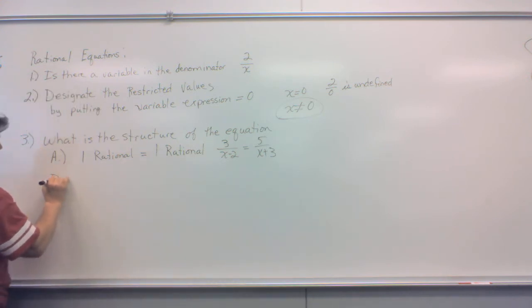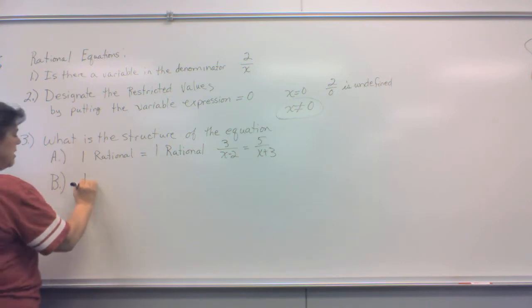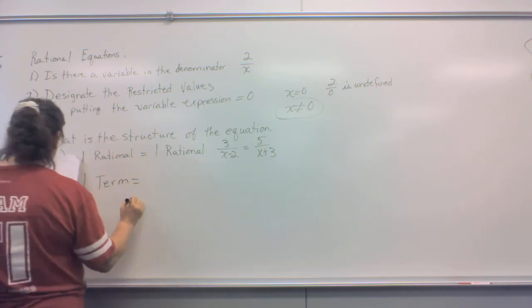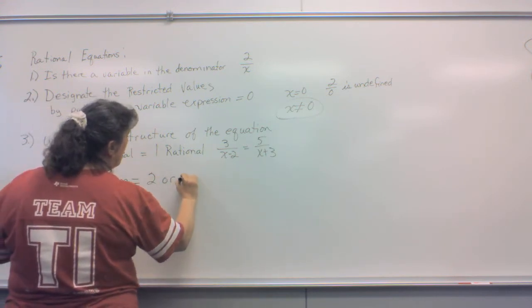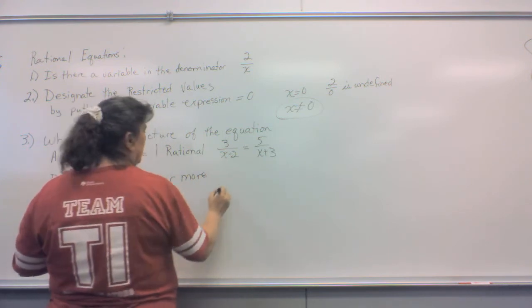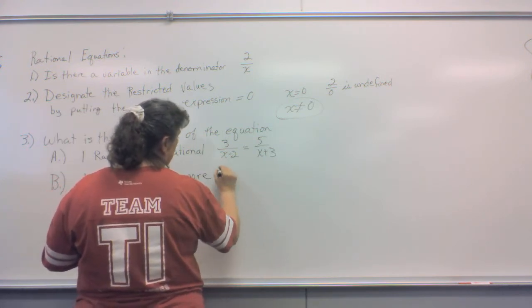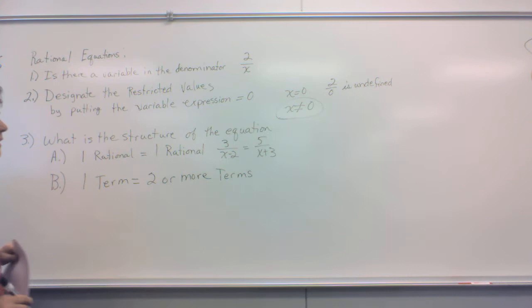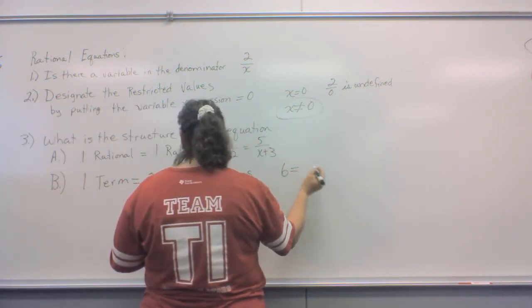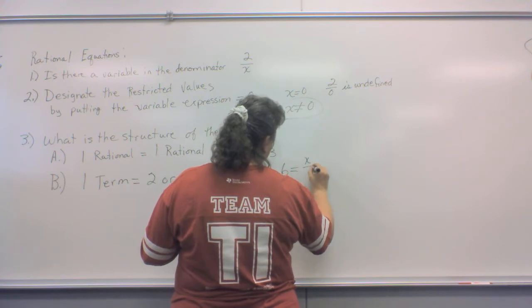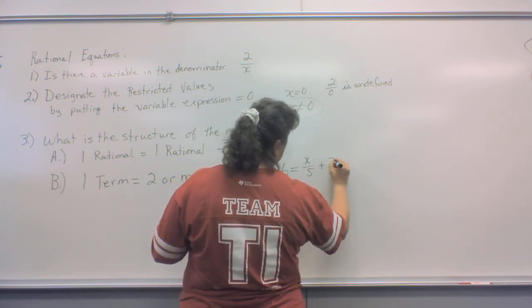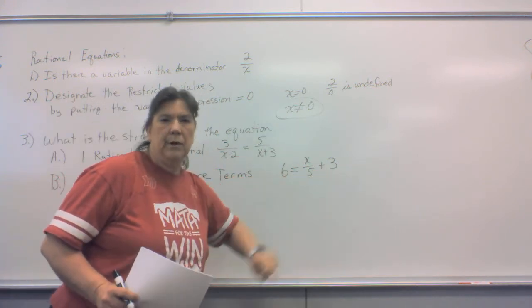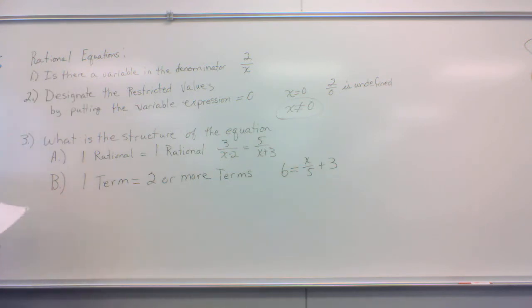What if my structure is this? One rational term, or one term, equal to 2 or more terms. Okay? Here would be an example of that: 6 is equal to x over 5 plus 3. This is one term equal to 2 or more terms. Okay? C.